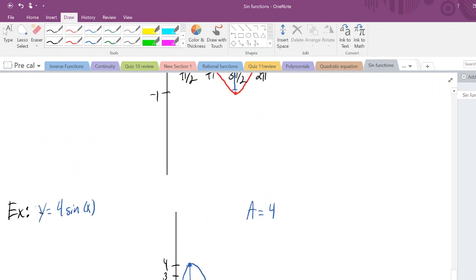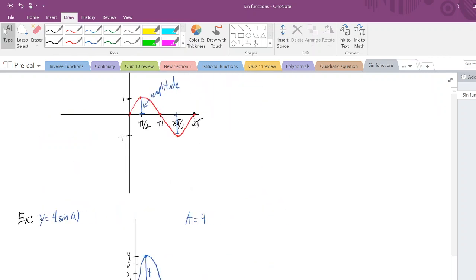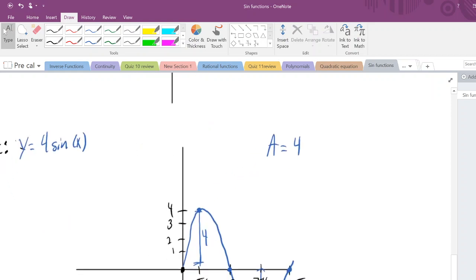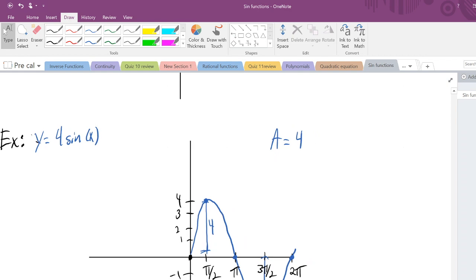Right? So see how these two are similar? They have the same shape, but this one's just longer, because the amplitude is just changed in it. That's the only thing that changed. So I just need you to pay close attention to that.